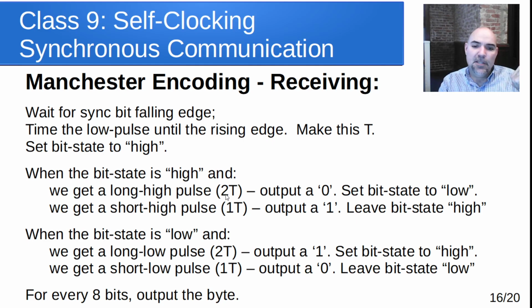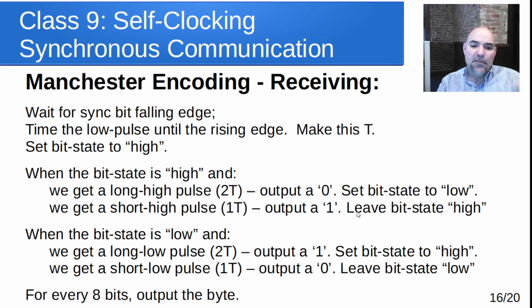If it's closer to 2T, we know the next thing is a 0, and we set our bit state to low. If it was 1T, then we set our value to 1 and leave the bit state high, leave it what it was. Or in other words, we could output high at that point. We would just output a 1 there.